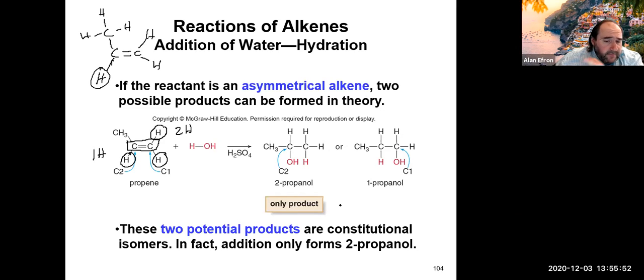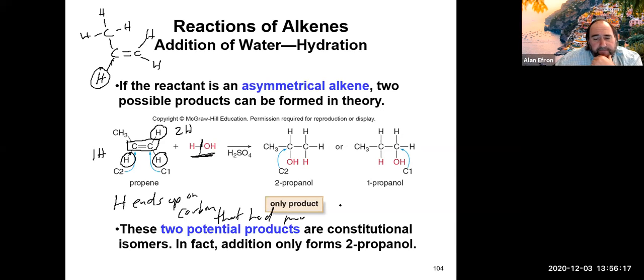So in this situation where you have different numbers of hydrogens attached and you're adding something that is different, so not two things that are alike, here it's going to be H and OH being added. This is an unsymmetrical addition, and basically the rule says that the hydrogen ends up on the carbon that had the most hydrogens to begin with. That is Markovnikov's rule. We'll see his name in just a second.